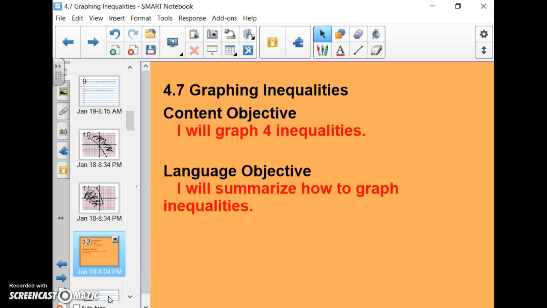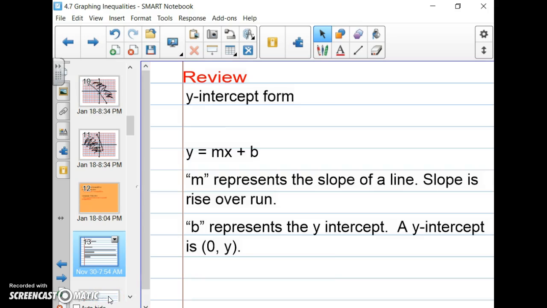Okay, so before we start with graphing inequalities, here's a review, which you should copy down. This is y-intercept form. Now, I'm going to read through this. If you have to pause and copy things down, please do so. So, y-intercept form is y equals mx plus b. The m represents slope of a line, and remember, guys, slope is rise over run. Now, b represents the y-intercept. A y-intercept is literally a coordinate, which is 0 comma y. So you have 0 first, and then whatever your number is goes here.